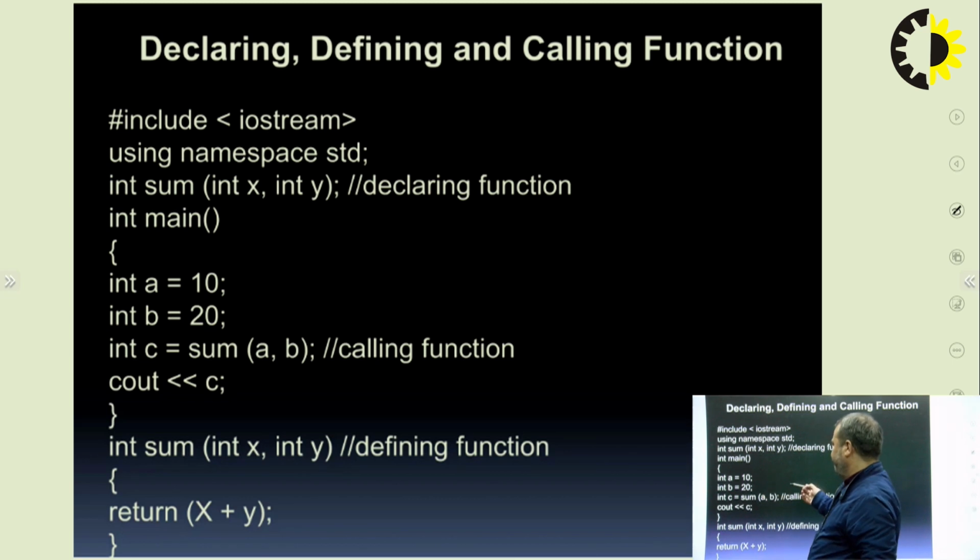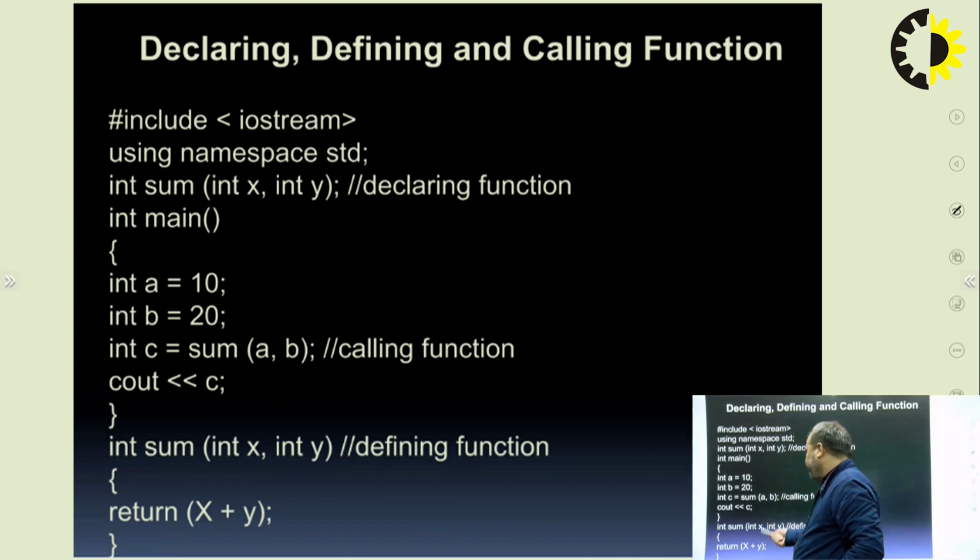So simply this is called function calling. How do you call? You mention the name of the function and the actual argument, like A is 10, B is 20. Since the return type is integer, we have stored the result in the variable C. So the sum will be stored in here, and we can print the C.